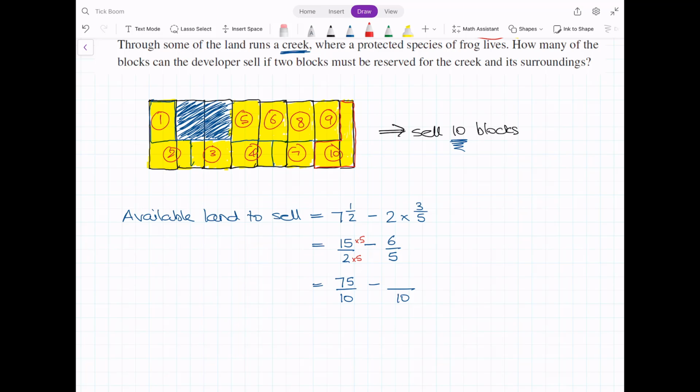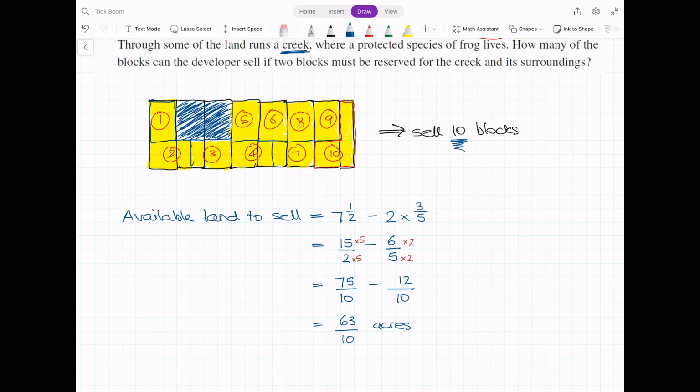And then to get from 5 to 10, we have to times by 2. So we'll do that in the numerator. And 6 times 2 is 12. So to find the available land, we need to do 75 on 10 minus 12 on 10. And we'll end up with something over 10. 75 minus 12 is 63. So there are 63 tenths of acres that is available to sell.